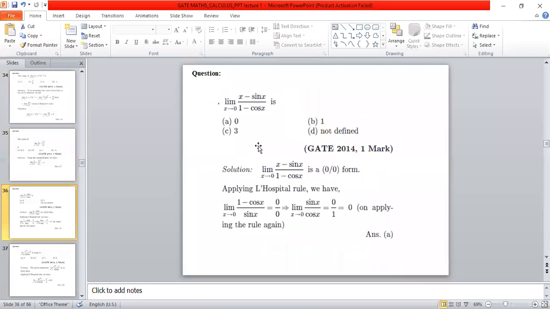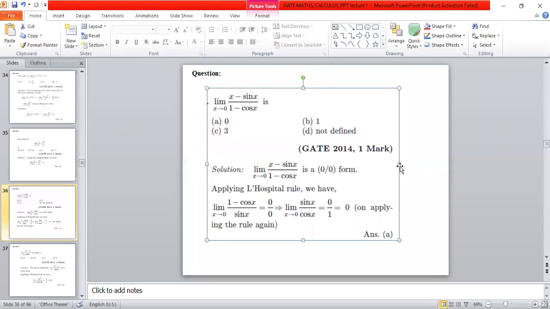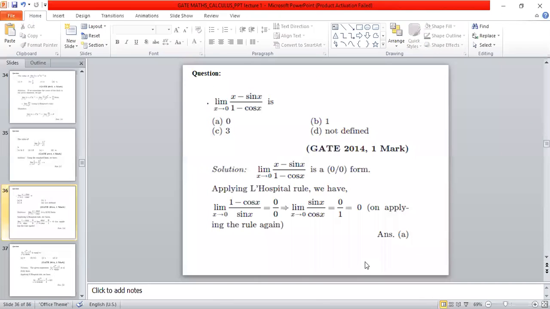Next question. The limit as x tends to 0 of (x minus sin x) upon (1 minus cos x). Put x as 0, we get 0 by 0. Apply L'Hospital, we get 0 by 1, and 0 by anything is 0. So the answer will be 0.